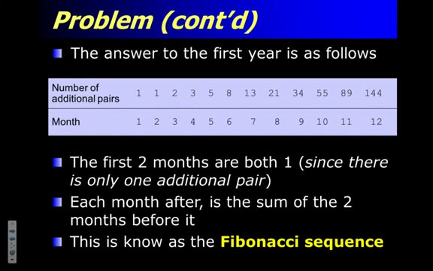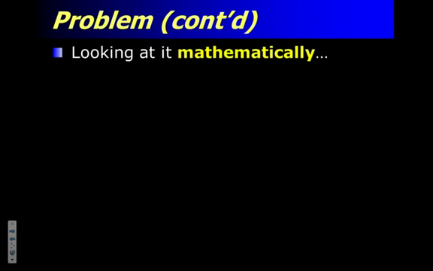I'll move up here to month 7. 13 is 8 plus 5. Over here, 89 is 55 plus 34. It was always the sum of the 2 months in front of it. He figured out the pattern. The pattern is known famously as the Fibonacci sequence. Okay? So that's how he figured it out.